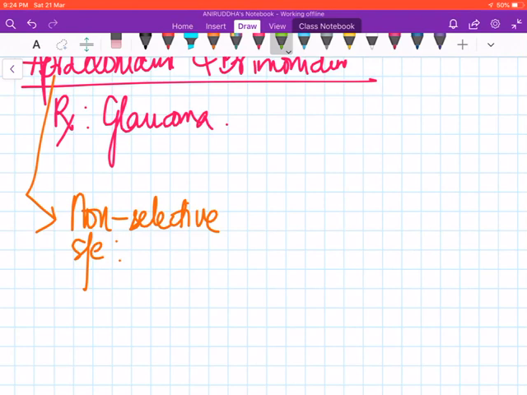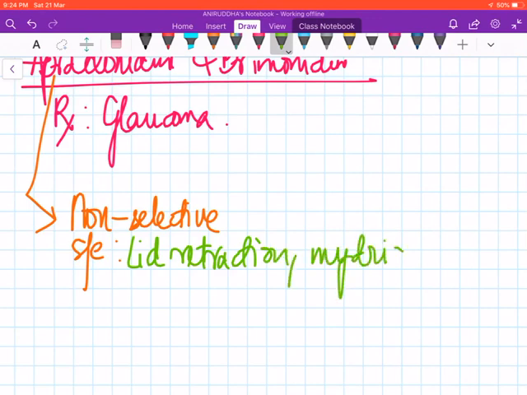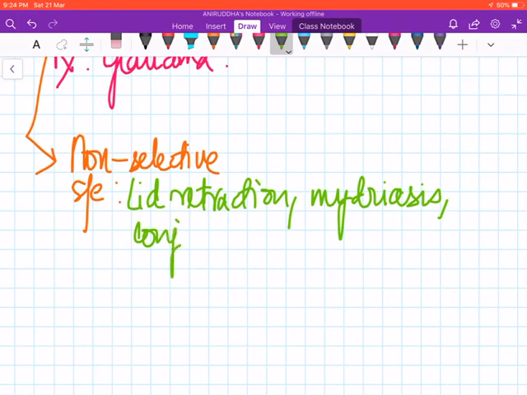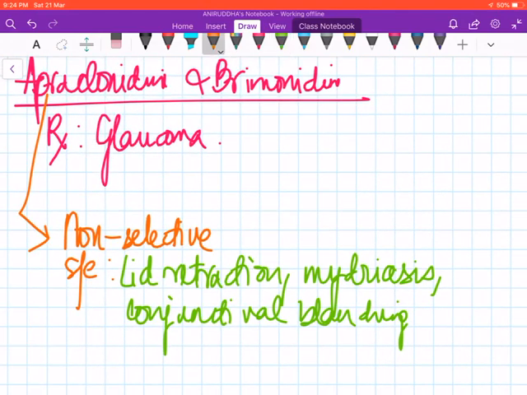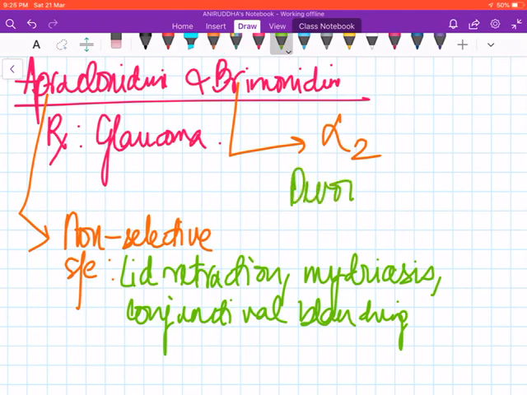Important side effect of apraclonidine is lid retraction. One more you can easily guess is mydriasis. And the third is conjunctival blanching. Now, unlike apraclonidine, brimonidine is highly selective for alpha-2, and it is also devoid of these side effects. So we of course prefer brimonidine.